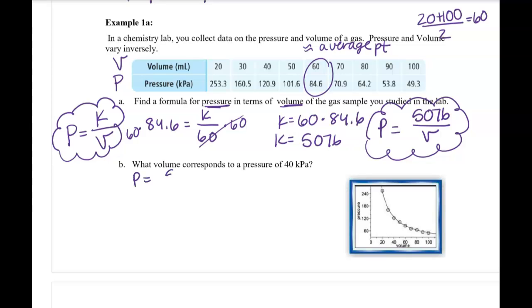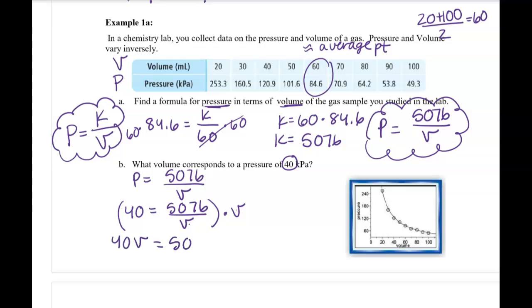I'll just rewrite it. And now we're looking at a pressure of 40. We'll just ignore the units for now. So that means 40 equals 5,076 over V, and then we're going to solve for V. First, we multiply both sides by V, because it's on the bottom of a fraction, and that's not going to help us much. So the fraction goes away, and on this side we have 40V equals 5,076. Now we can solve for V. Divide both sides by 40, and V equals 126.9 milliliters. That unit I know.